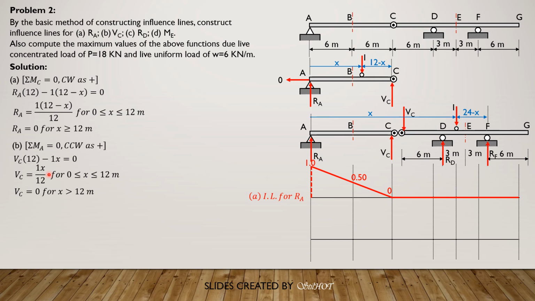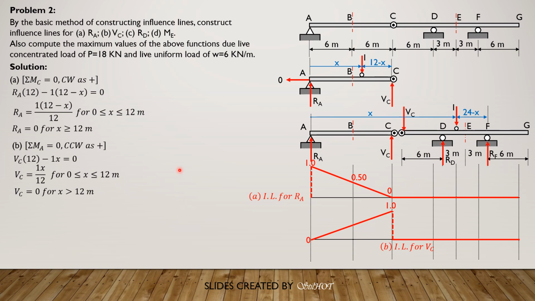So let's now plot. When X is 0, shear at C is 0. When X is 6, 6 over 12 is 0.5. Then when X is 12, 12 over 12 is 1. So 0, 0.5, then 1. Then beyond that, for X greater than 12, the shear at C becomes 0. So that's the influence line for shear at C.